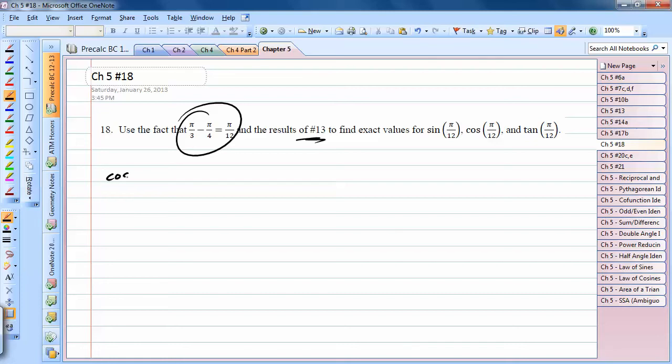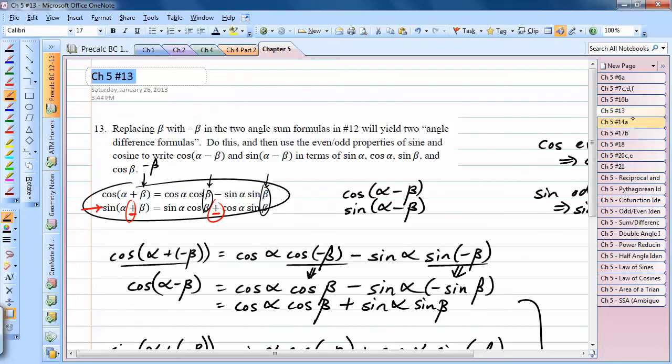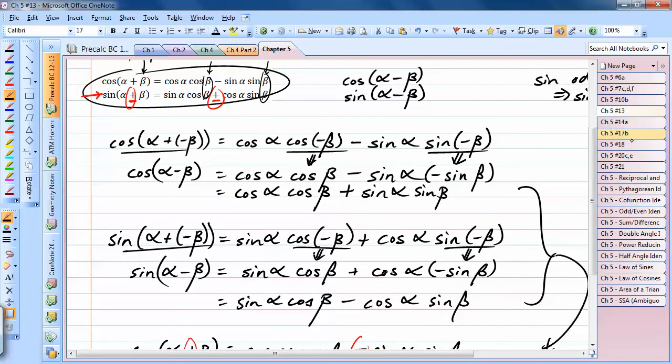So cosine of alpha minus beta ended up being cosine alpha cosine beta plus sine alpha sine beta, and sine of alpha minus beta ended up being sine alpha cos beta minus cos alpha sine beta. Let me double check that and make sure that was right. Yeah, the first one's plus, second one's minus. Yeah, that looks good to me.